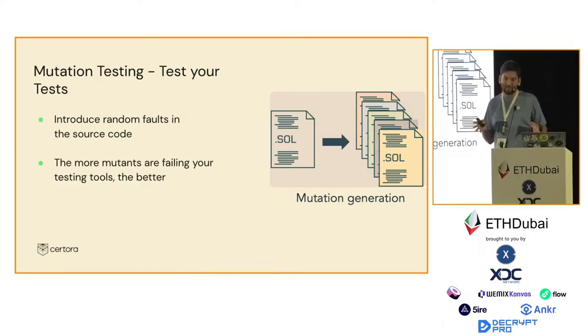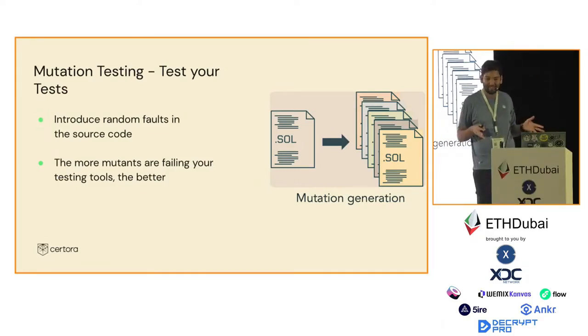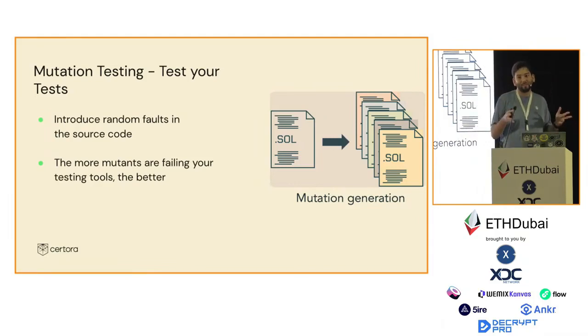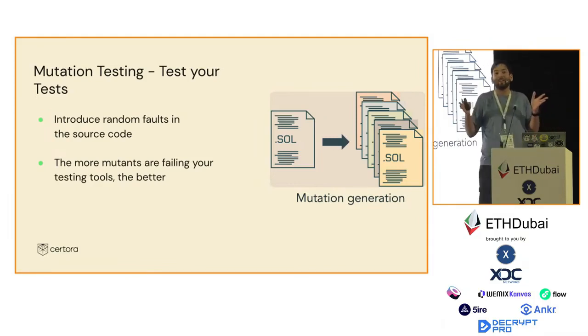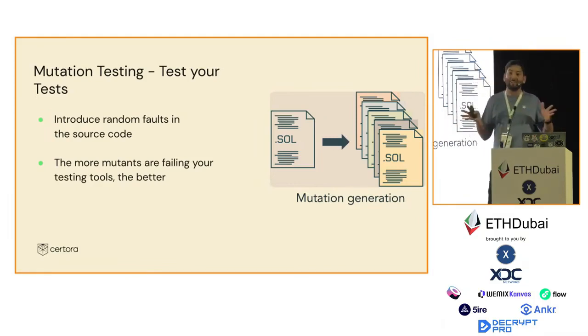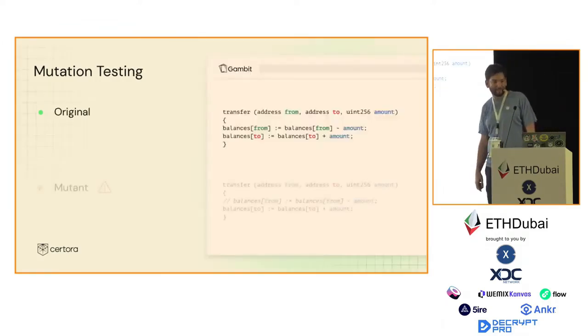We take the source code and introduce some random faults in it. The code with a random fault is a mutant. And we expect that mutant to fail at least one tool or one test in our test suite. I'll show an example.